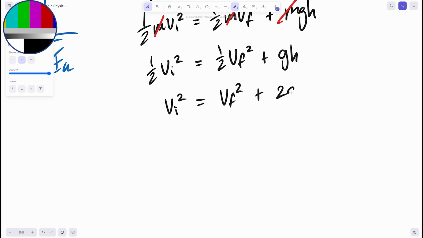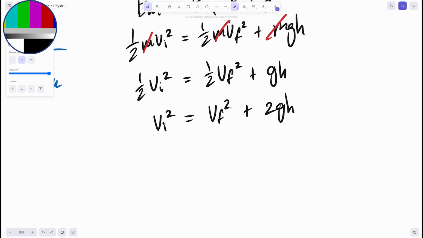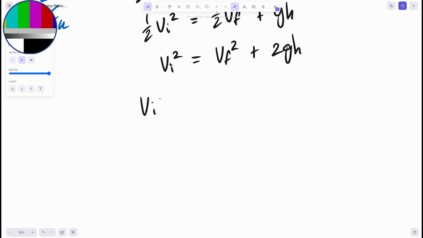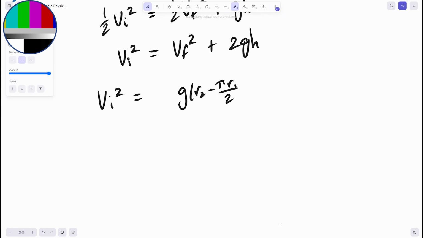Now in the previous question, we found out our final velocity is this equation right here, so we can make that substitution. Vi squared is equal to square root g times r2 minus pi r1 all over 2, squared. Now as we have a square root within a square, we can just get rid of those two, like so, and that's plus 2gh. Okay, so we can no longer go any further with the simplification, so now let's find out our h value.